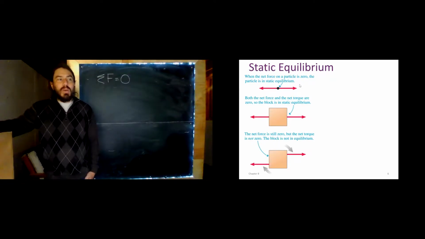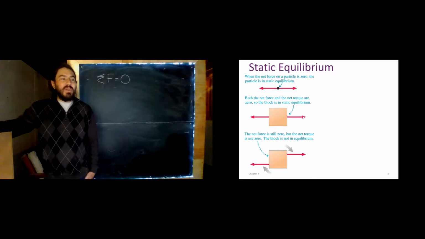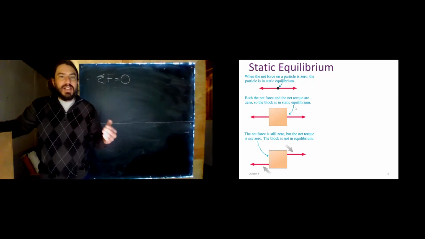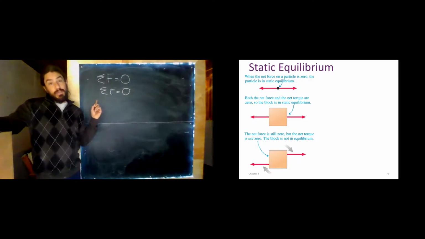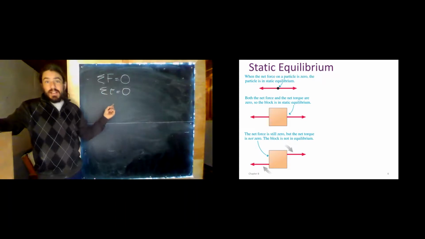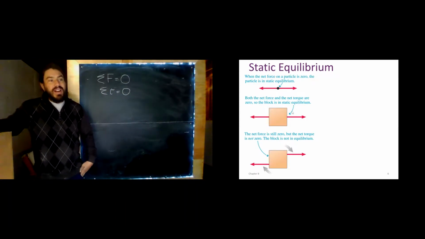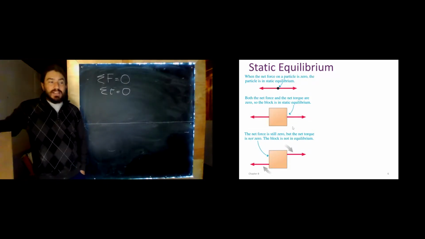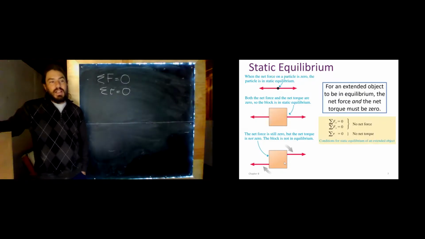So in the particle model, we have net force is zero. That's enough. But now that we've moved beyond the particle model, we need to have both the net force and the net torque equal to zero. So we'll add this condition here. We need the sum of the forces to equal zero and the sum of the torques, or the net torque, to also equal zero. In this scenario here, we see the box has net torque and net force is zero, so this box is in equilibrium. But here we have net force is zero, but the net torque is not zero, and so this is a box that is not in equilibrium.